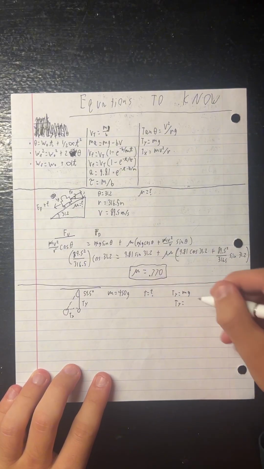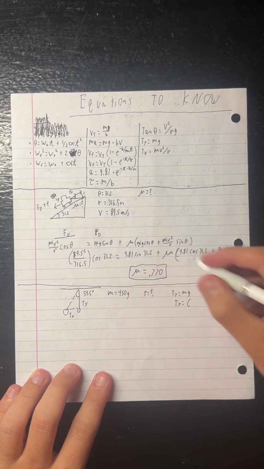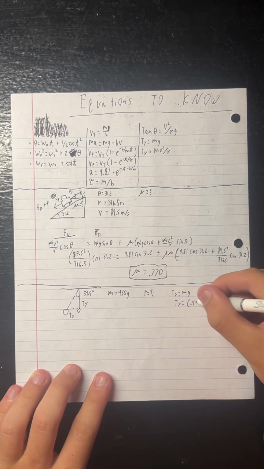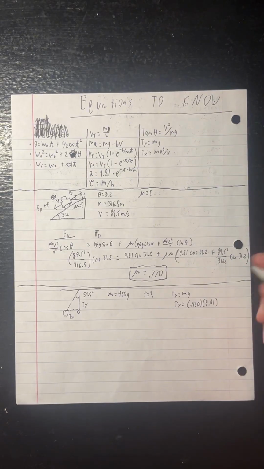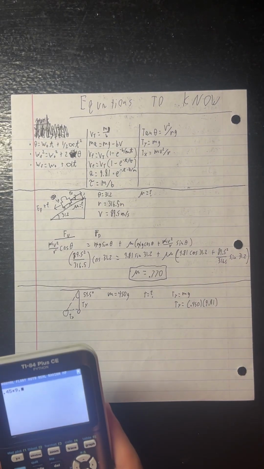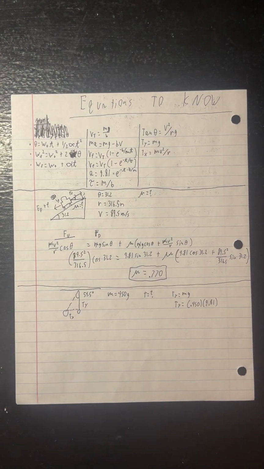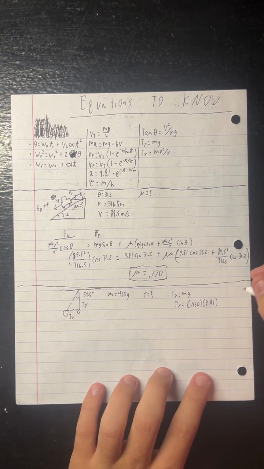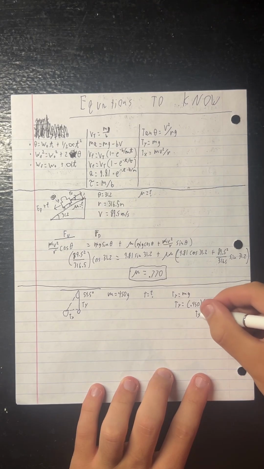So Ty equals, what is m? Well, let's make sure to convert to kilograms. 0.450 times 9.81, right? So we get 0.45 times 9.81. That comes out to 4.41. So Ty equals 4.41.